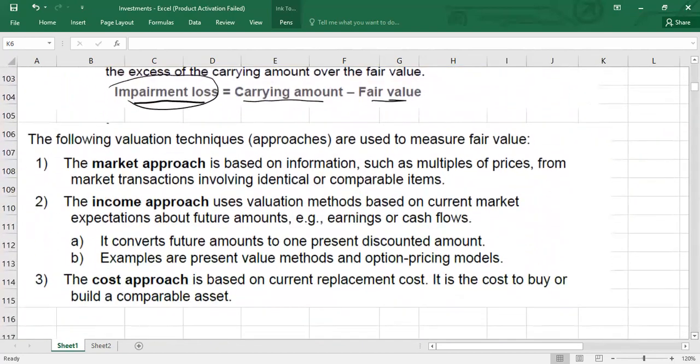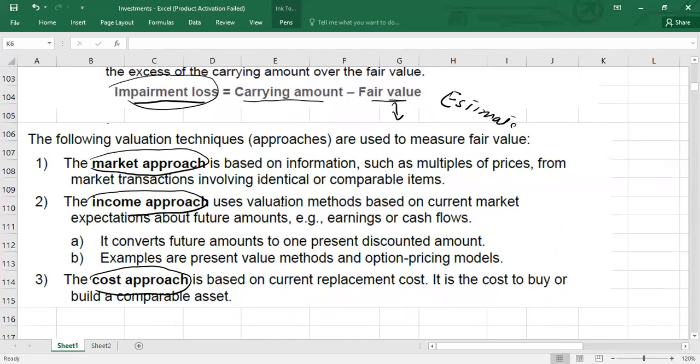Then, how can we calculate the fair value, because fair values are not readily available? Here US GAAP says you need to estimate this fair value. Now how can we estimate? We can use three approaches. The first approach is called the market approach, the second approach is the income approach, and the third approach is the cost approach.